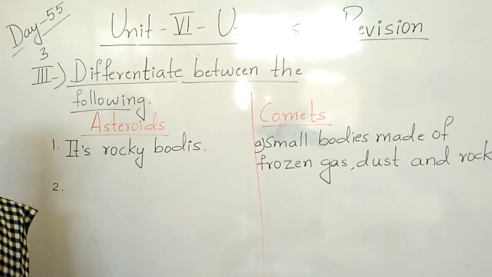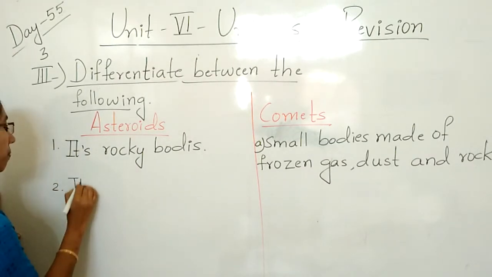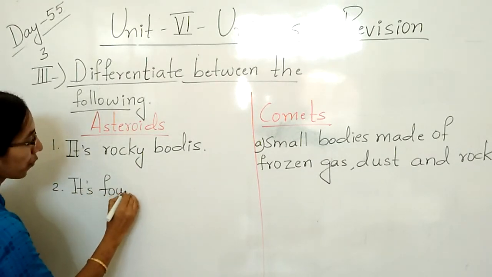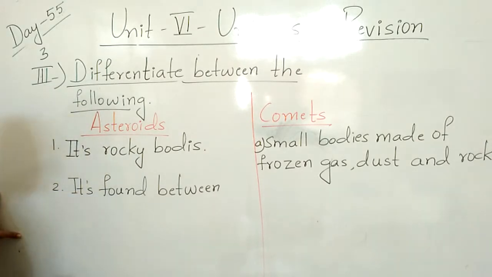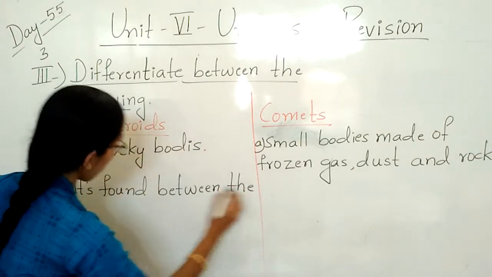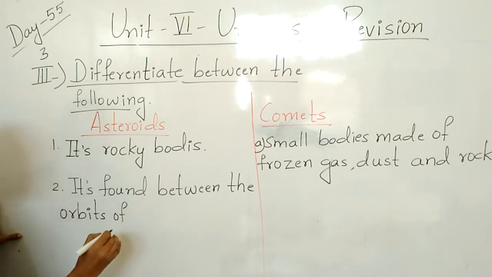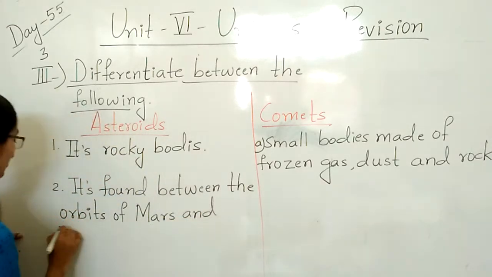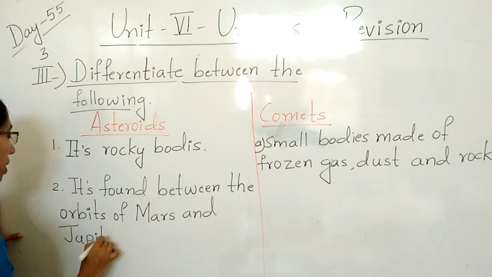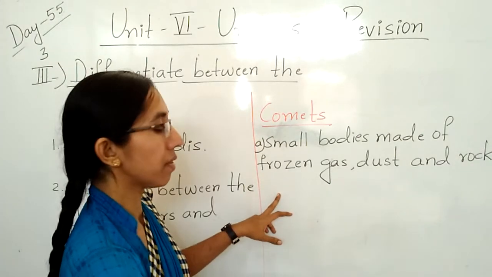What is the next one? Asteroids are found between the orbits of which planets? Tell me, children. Between the orbits of Mars and Jupiter. Here, what is the second difference?